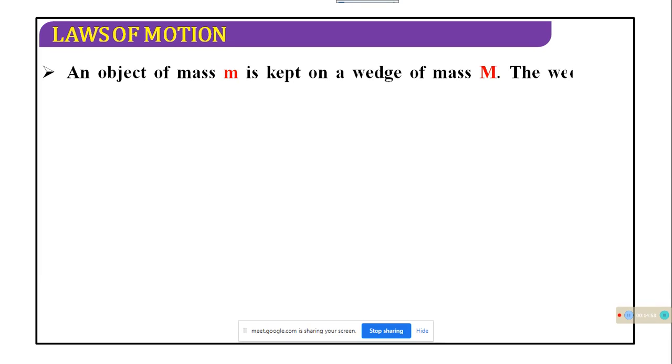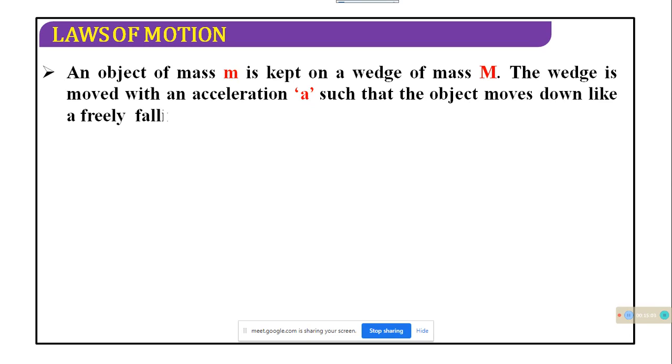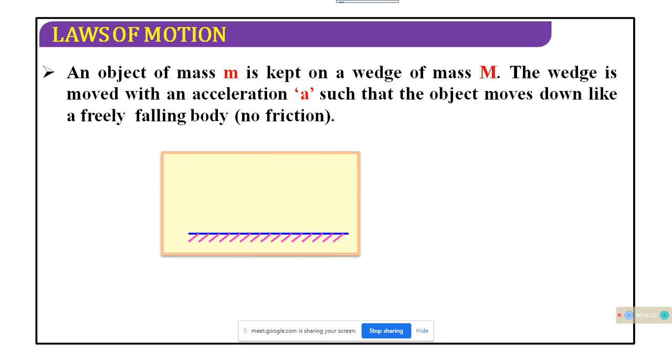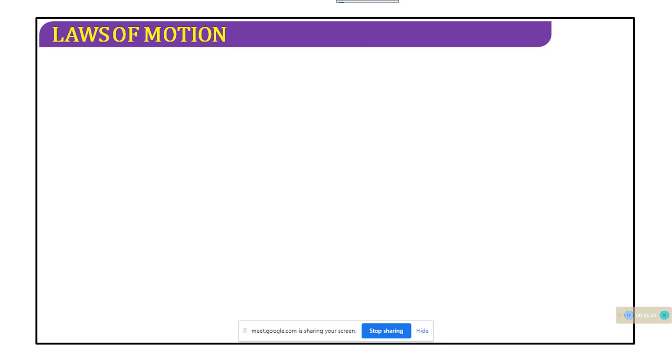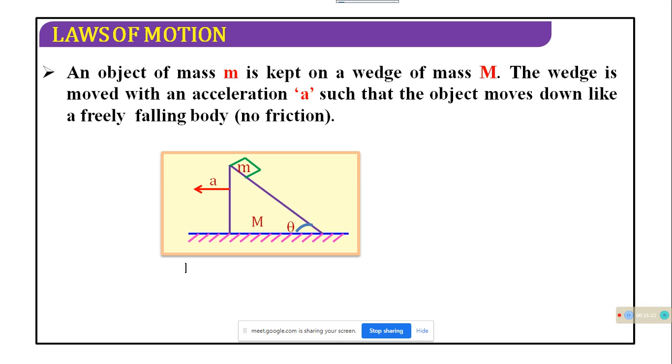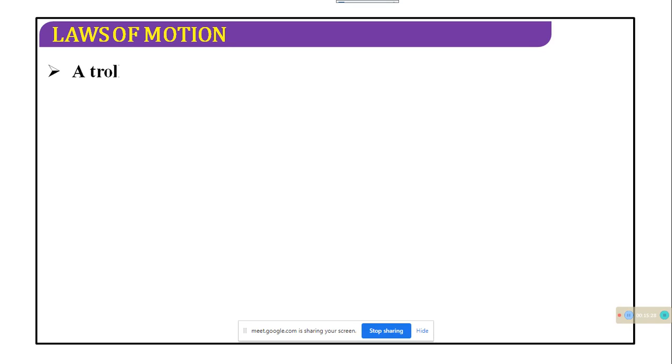An object of mass m is kept on a wedge of mass M. The wedge is moved with an acceleration such that the object moves down like a freely falling body, with no friction acting on it. This is the object moving in the downward direction, and we know that a equals g cot theta.